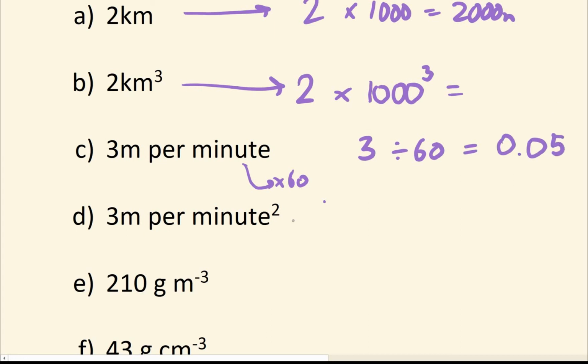And again, 3 meters per minute squared, because it's per, we have to divide. So you'd do 3 divided by 60 squared.